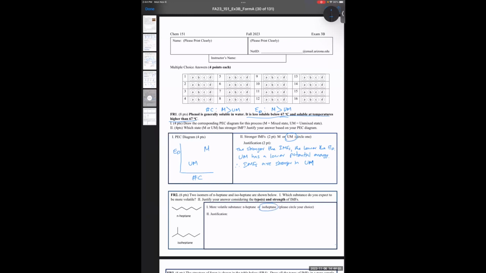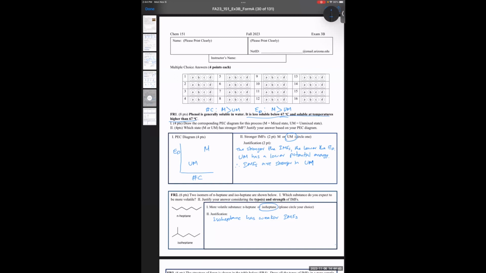Why? I'm going to write the justification like this: isoheptane has weaker IMFs, intermolecular forces. I don't have to write out intermolecular forces anymore because IMFs is defined already. That's the justification, but I need to tell why as well, so that's not going to be enough. Justify considering the types and strength of intermolecular forces.